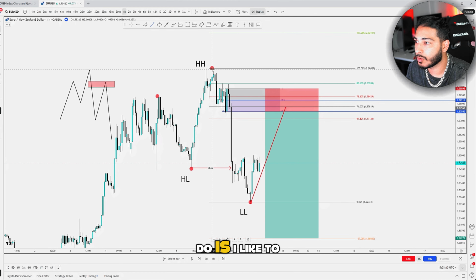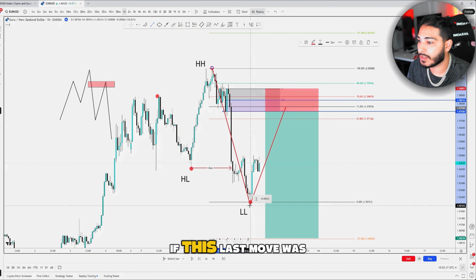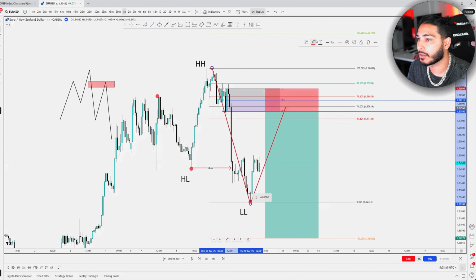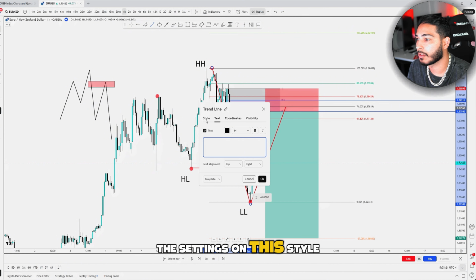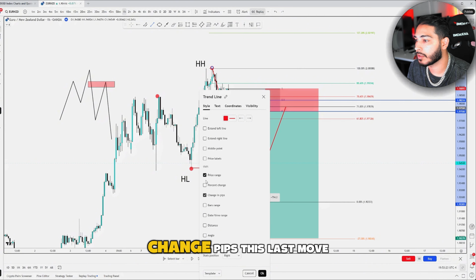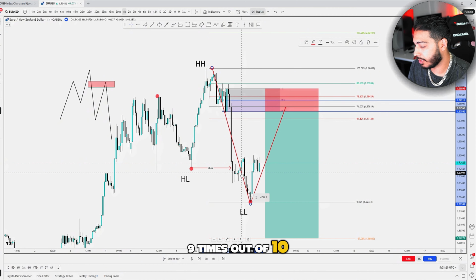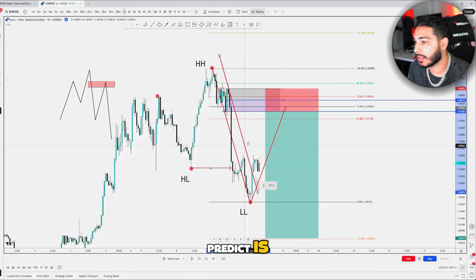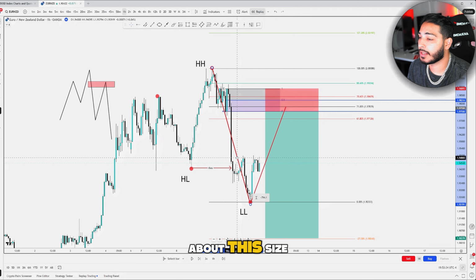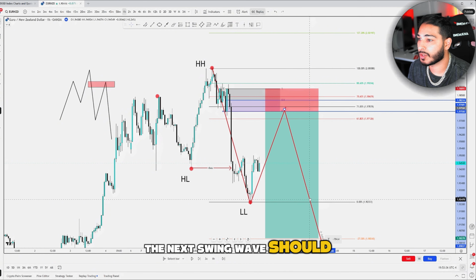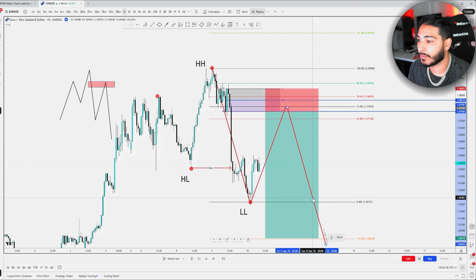Now, what I like to do is use measured moves. If this last move was about, let me change the settings on this. Style, change pips. This last move was about 700 to 800 pips. 9 times out of 10, what you can kind of predict is if this last move was about this size, the next swing wave should be roughly about the same, right?